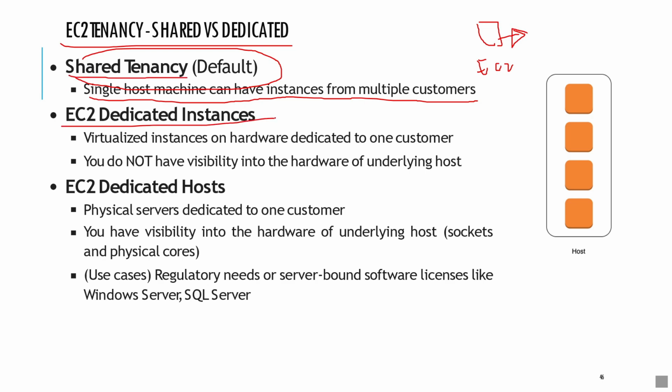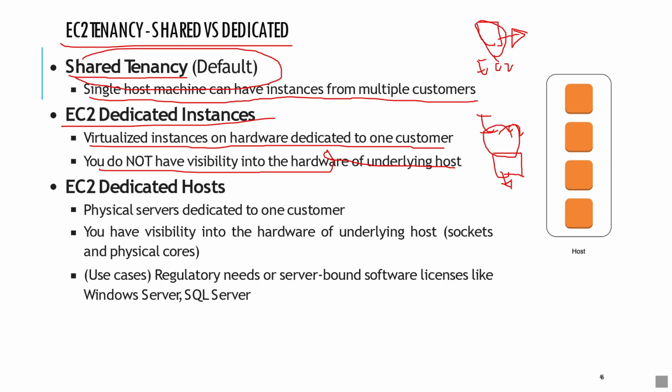So EC2 dedicated instances: a virtualized instance on hardware dedicated to one customer. We don't have visibility into the hardware of the underlying host. In this, we are given a separated EC2, but we can't see the hardware of the EC2 instance. So that is about the dedicated instance. The difference between this and shared tenancy is that in an EC2 dedicated instance, we are given a dedicated virtual server, whereas in shared tenancy, the virtual server is shared by multiple customers.